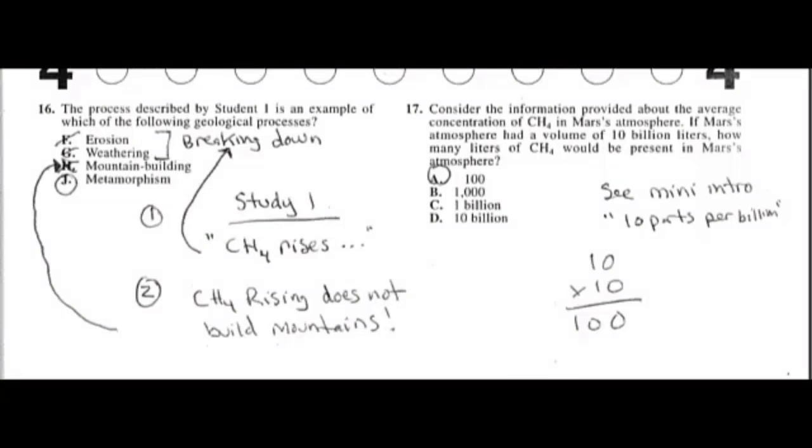Test 69A, Science, Practice Problem number 17. Number 17 states, consider the information provided about the average concentration of CH4 in Mars' atmosphere. If Mars' atmosphere had a volume of 10 billion liters, how many liters of CH4 would be present in Mars' atmosphere? First of all, this is a very, very tricky problem because this is the key right here. It says this, consider the information provided about the average concentration. It doesn't tell you that. You have to go and find this information.